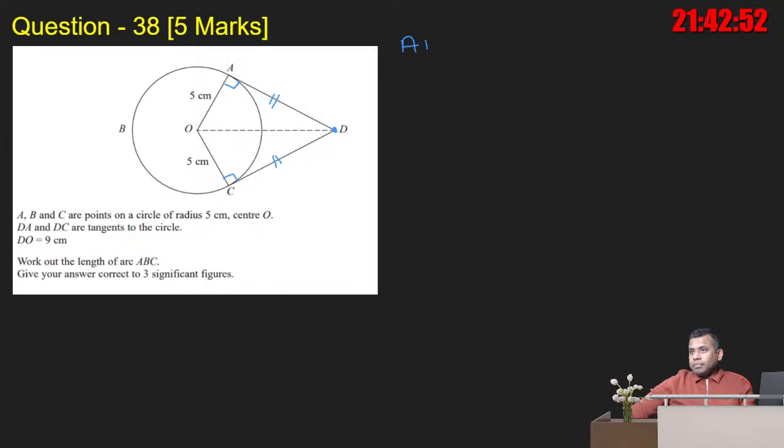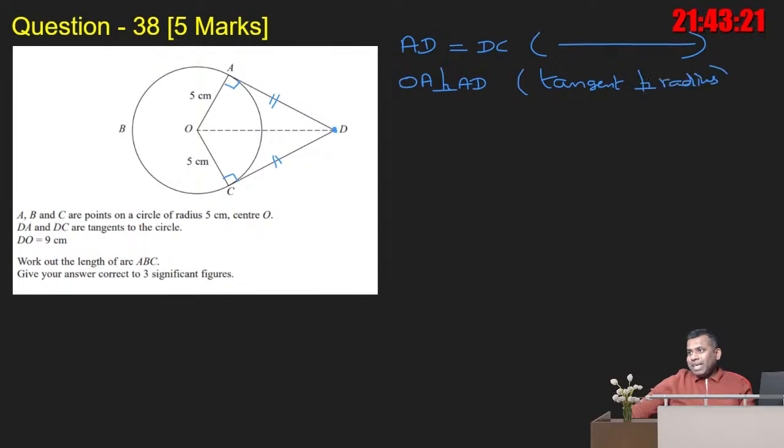So AD equals DC, you need to write the theorem. What is the theorem? From an outside point, if you draw two tangents, they are equal in length. The next one, OA perpendicular to AD. OA perpendicular to AD, that is because the tangent is perpendicular to the radius. Same reason, you can say OC perpendicular to CD.